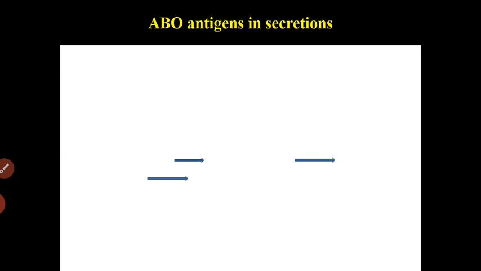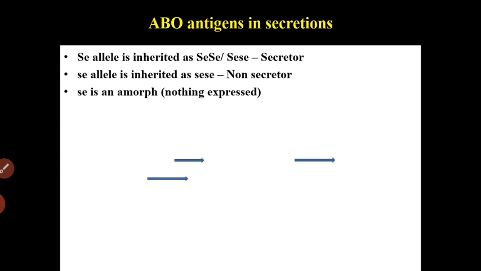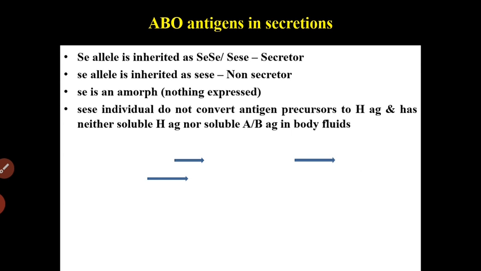Let's understand. Now, capital S small e allele is inherited as capital S small e, capital S small e, or capital S small e, small s small e. Okay, these are the two forms. So they are secretor. Small s small e allele is inherited as small s small e, small s small e, which are non-secretor. Small s small e is an amorph. What is amorph? It is like nothing is expressed. Means it is not expressive.